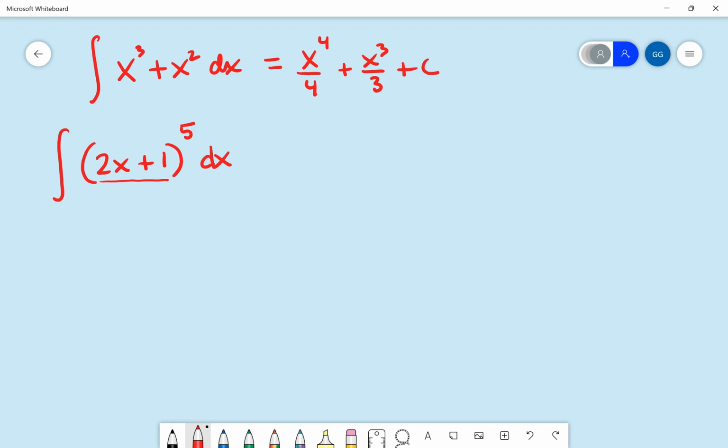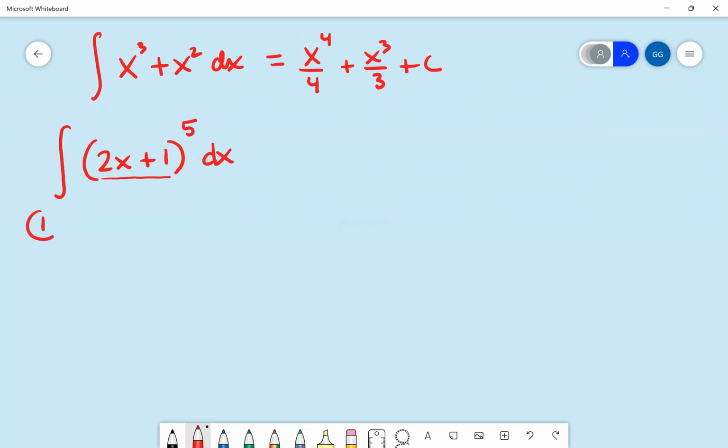So there's an easier way of doing this called U-substitution, and essentially it's about 3 steps. The first step is to identify what will be your U. The U will be the inside stuff of the quantity. So U is going to be equal to 2x plus 1. The second step is I'm going to take the derivative of U with respect to x. So the derivative of U is du. The derivative of 2x plus 1 is 2 dx.